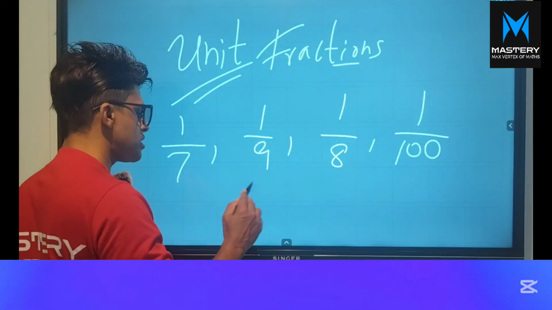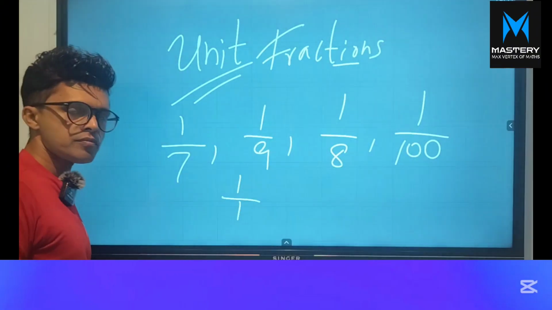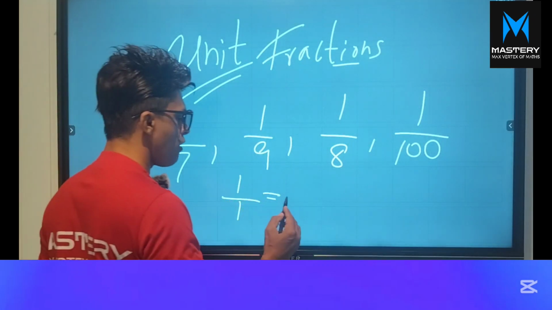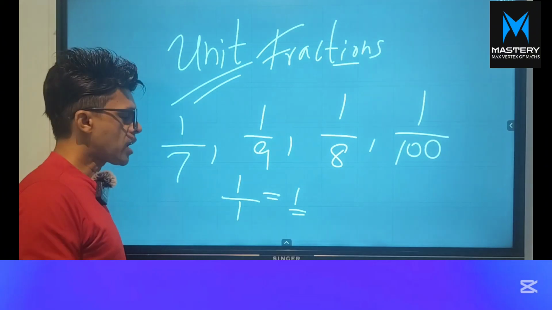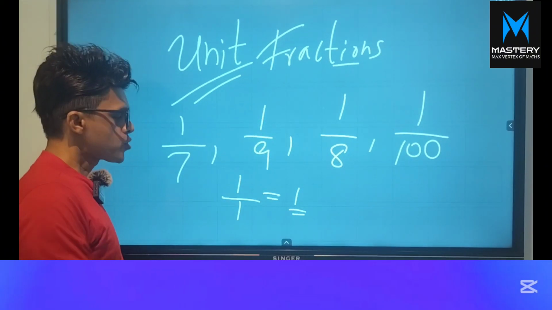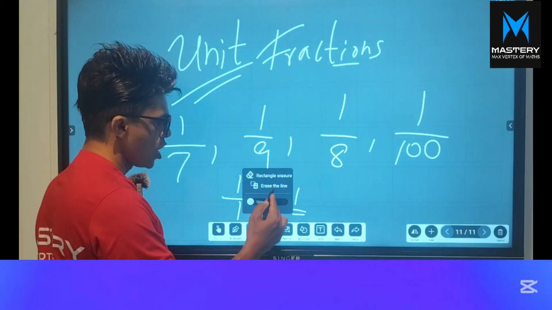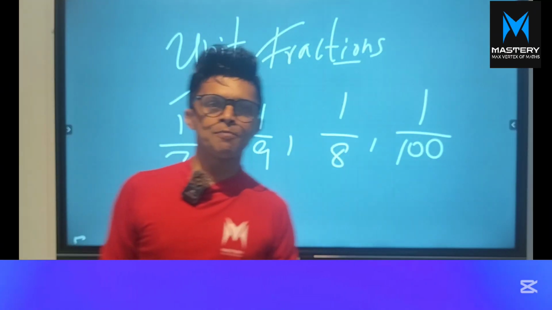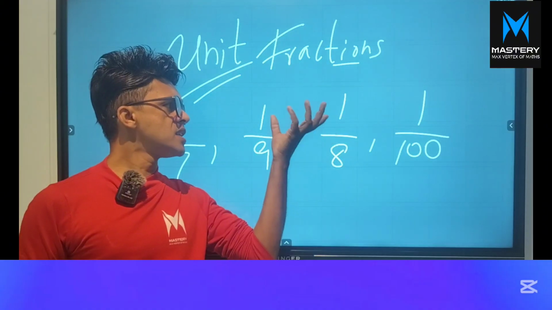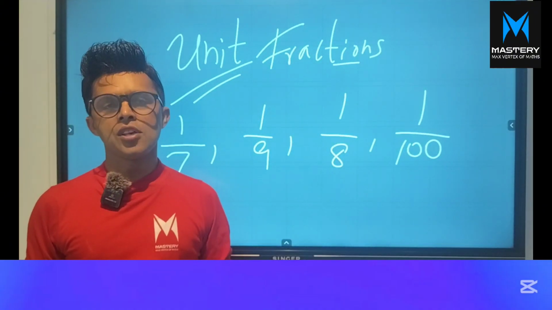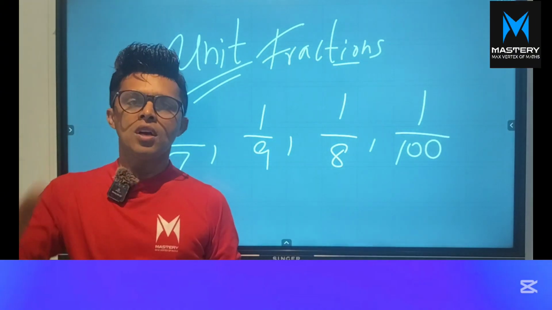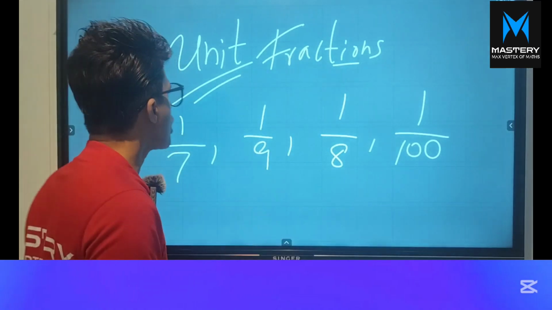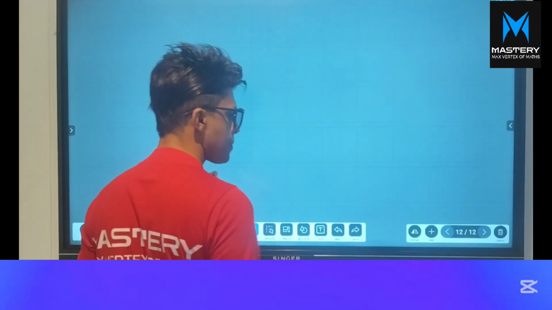Then are we able to consider this one as a unit fraction? Really, you know that 1 over 1 is 1. So this is not a fraction, so we can't take this one as a unit fraction. So these fractions we identify as unit fractions. The numerator is 1 here, therefore these fractions we name as unit fractions. Now you know proper fractions and unit fractions.